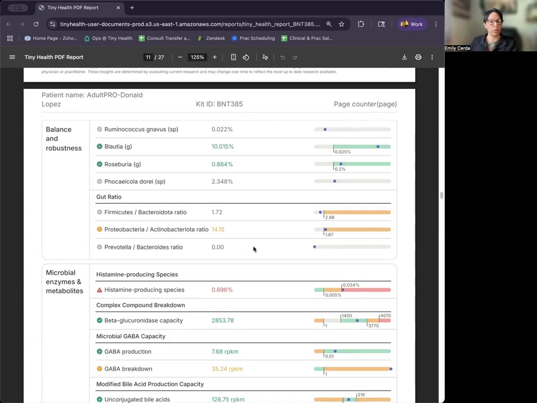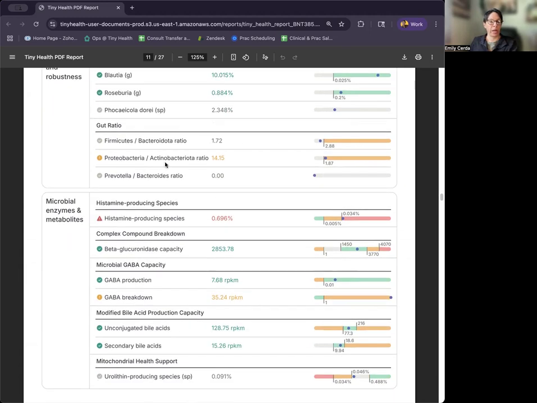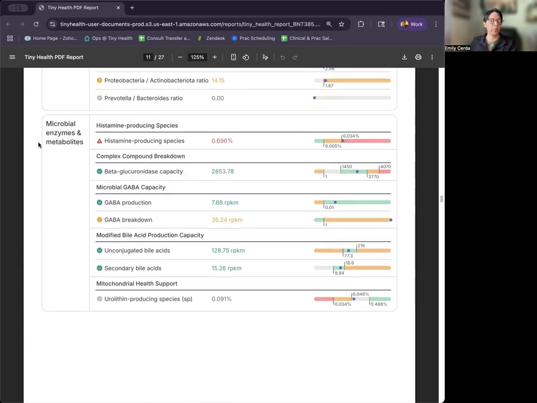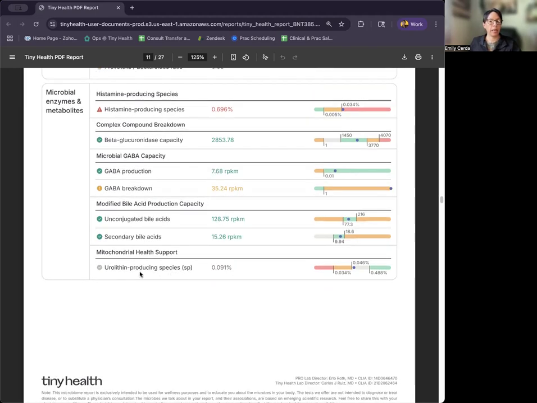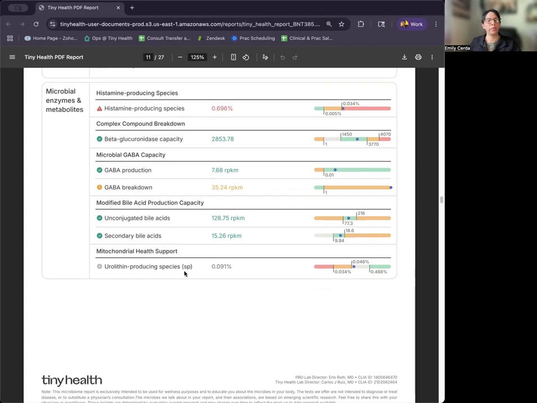You'll see the gut ratios here for the particular phyla, as well as the microbial enzymes and metabolites area where we're looking at histamine producing species specifically. We're looking at beta glucuronidase capacity, the ability for the microbiome to create beta glucuronidase. Again, capacity for the next two metrics, we'll look at the genes to produce GABA or to produce bile acids in the gut. And then urolithin producing species, look specifically at the species in this report that we know will produce urolithin.